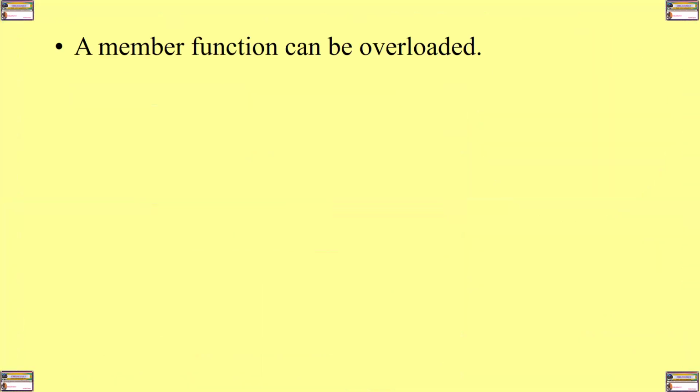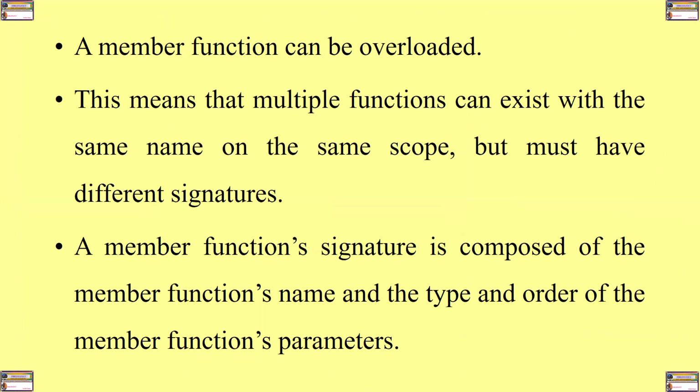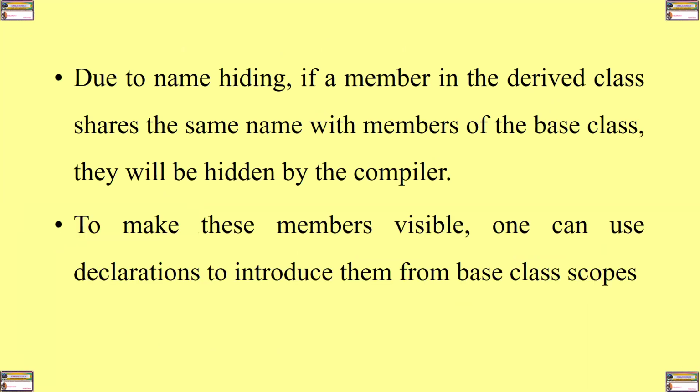A member function can be overloaded. This means that multiple functions can exist with the same name in the same scope, but must have different signatures. A member function's signature is composed of the member function's name and the type and order of the member function's parameters. Due to name hiding, if a member in the derived class shares the same name with members of the base class, they will be hidden by the compiler.